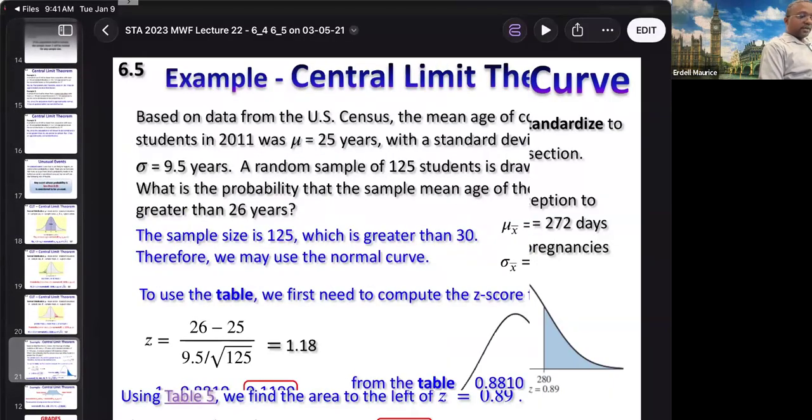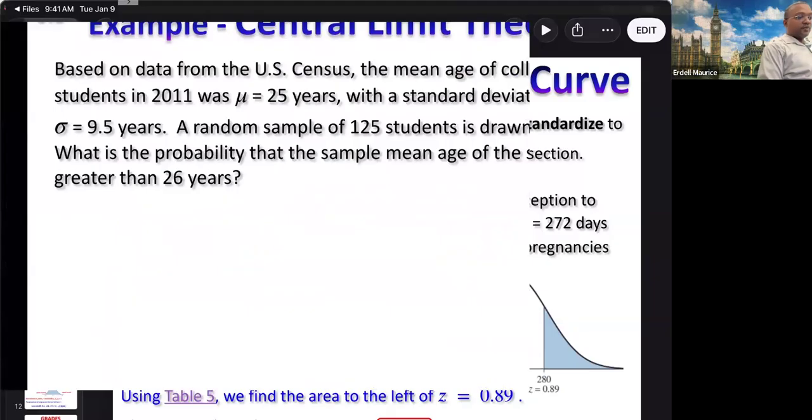All right, so the moral of the story right here is, when you're looking at a word problem, what you need to see is whether or not they take a sample. So you see right here, based on data from the US census, the mean age for college students in 2011 is 25, with a standard deviation of 9.5 years. So if I was to pick a random student, the average age would be 25, and the standard deviation in that age would be 9.5, right?